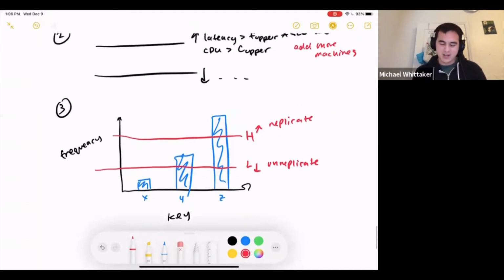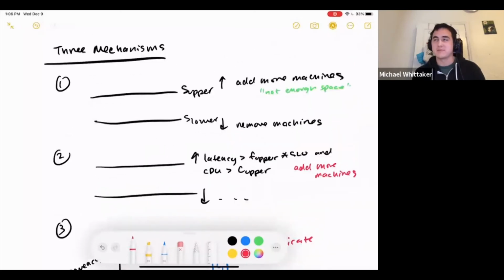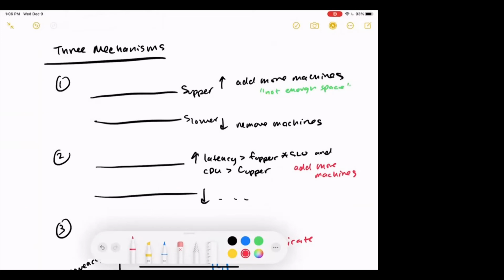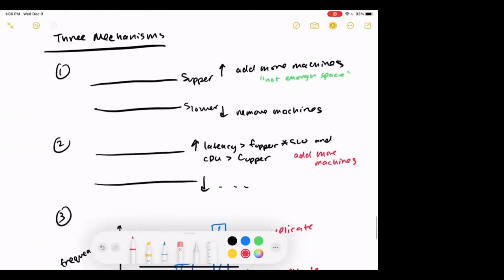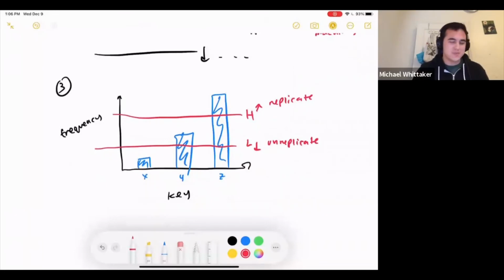Okay, any questions on the three situations and how these three mechanisms address those three situations? All good. Yep. Making sense. Okay, perfect. Hopefully so far it seems straightforward.